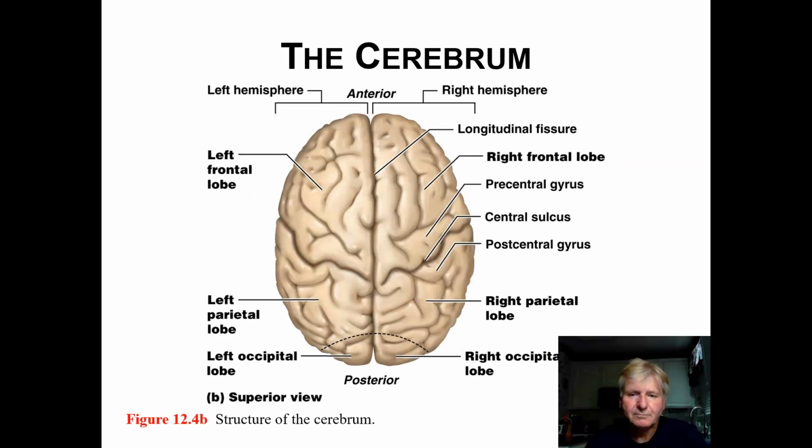So this is a superior view of the cerebrum, showing you the superficial features of the cerebrum: the central sulcus, which basically separates the anterior frontal lobe from the parietal lobe, the precentral gyrus, postcentral gyrus, occipital lobe, the parietal lobe, and then the frontal lobe. And of course, the longitudinal fissure that separates the two hemispheres.